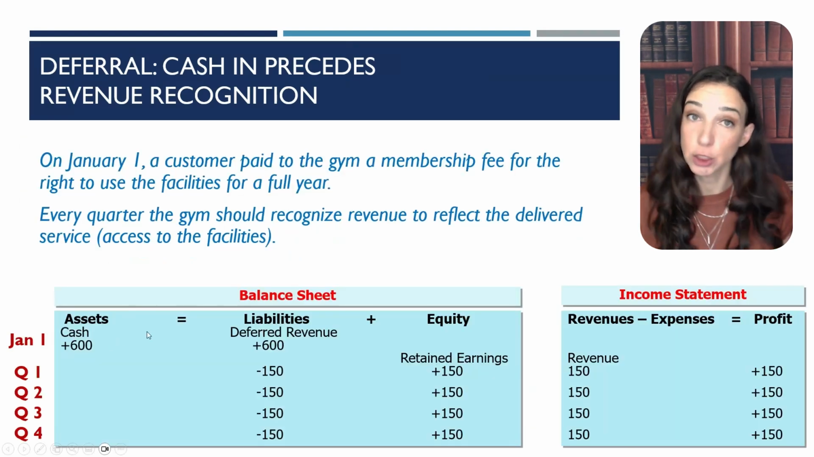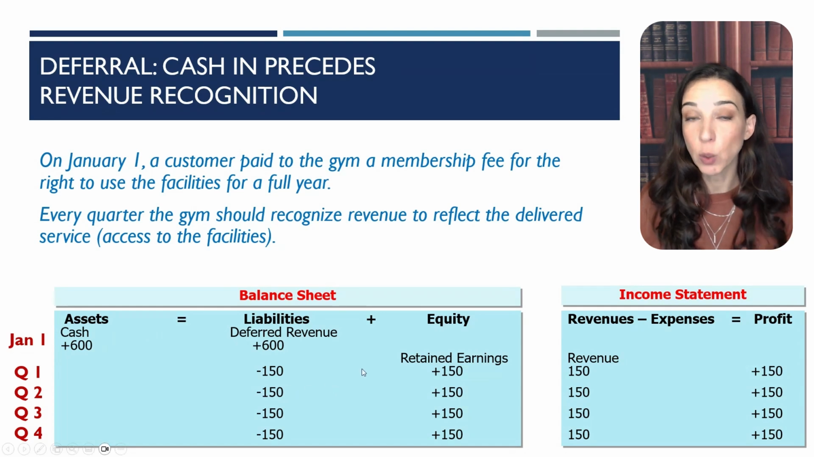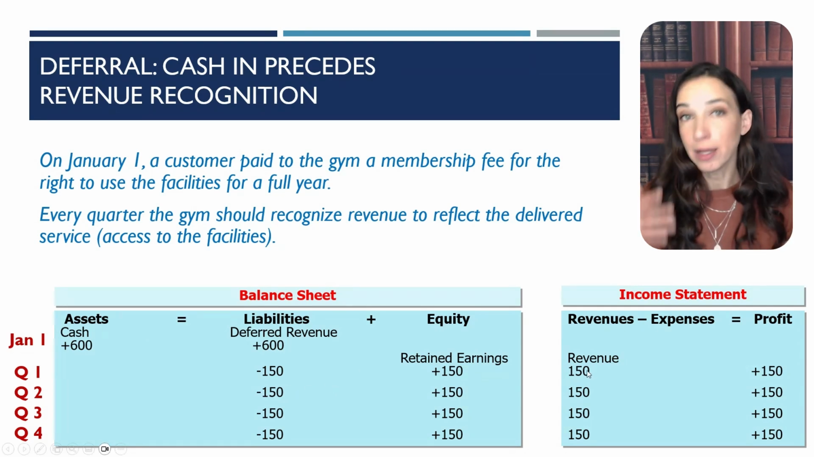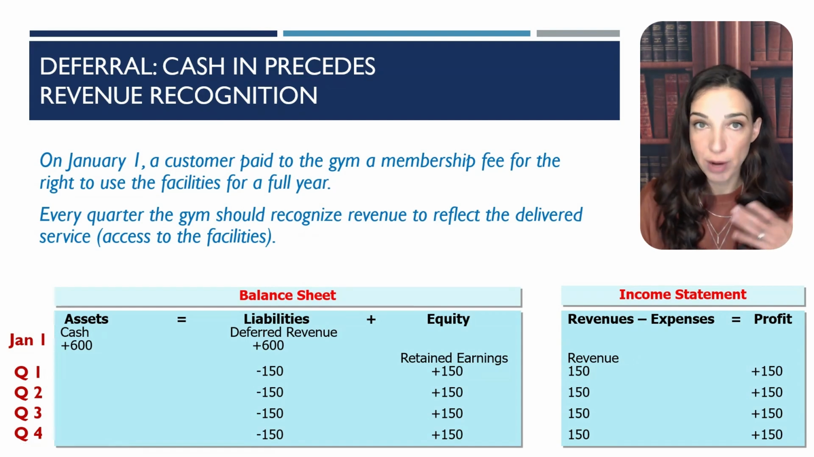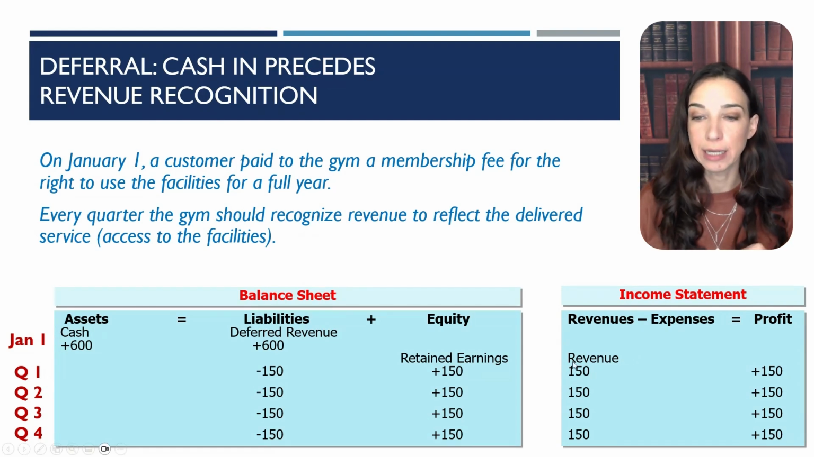The cash transaction is going to be first. It happens on January 1st. And then at the end of every quarter, there's going to be an adjusting entry that the company says, let's not forget that we need to record revenue because of the passage of time, because we've remained open and did our job. And correspondingly, the liability goes away. At the end of the year, all of the revenue would have been recorded.